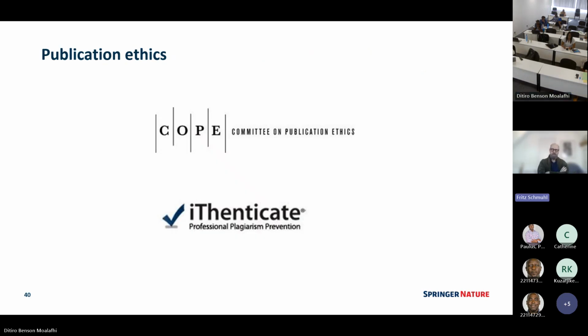I want to focus on the bottom part, Authenticate. Most of you by now would have heard of Authenticate, but there are also other methods, which here we call professional plagiarism prevention. It actually is a little bit more than that, because Authenticate is a software tool that is used by most publishers, but there are also a whole range of other tools that work very much in a similar way.